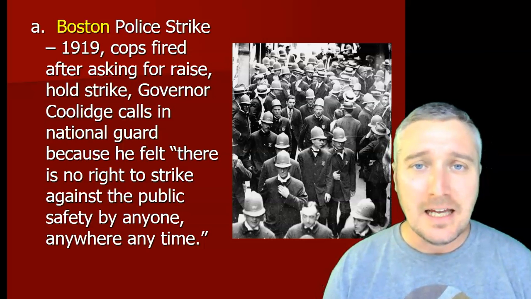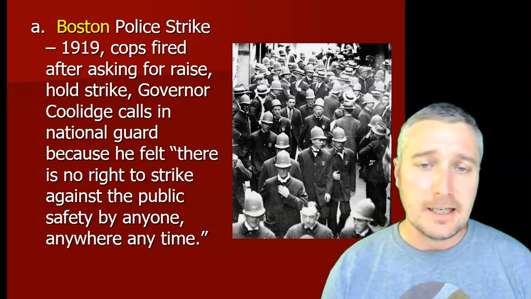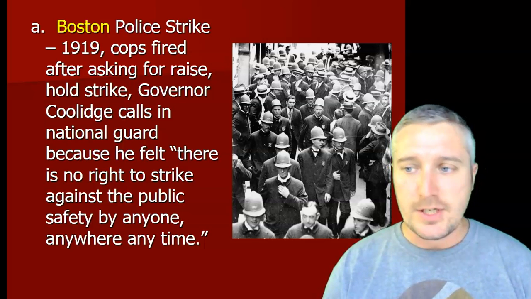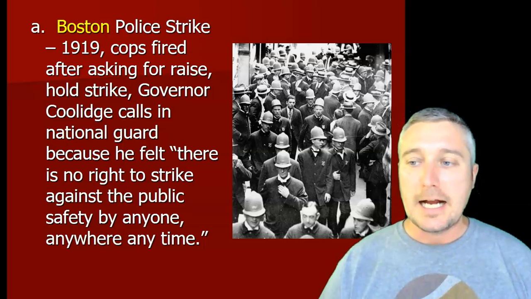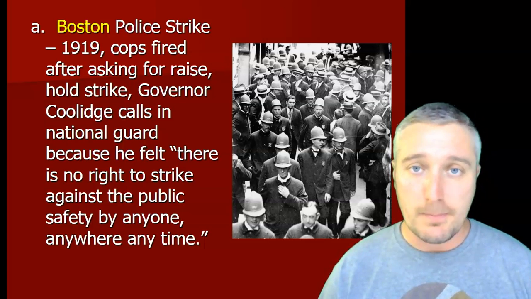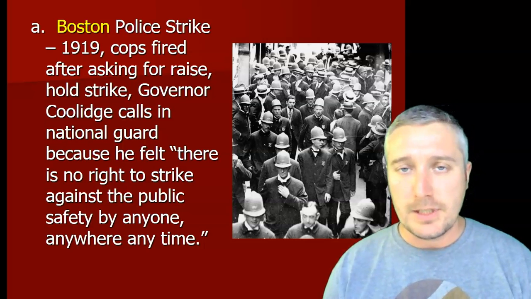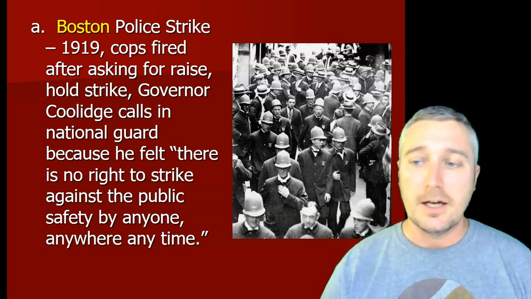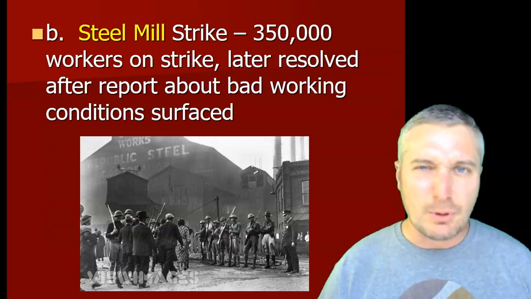In 1919, the Boston police strike. We had policemen going on strike out of lack of pay and different items. Interesting here, the future president, but current governor, Calvin Coolidge, actually called in the National Guard to force the police officers to go back to work. In this instance, the government is saying that these police officers don't have the right to strike because in reality they're striking against the public safety. And so anyways, just understand that labor is still going on.